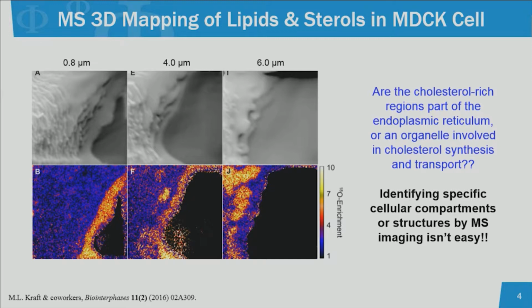What we see here is that as we go further into the cell, we see changing domains of enrichment of the oxygen-18. The question was, what types of structures are these? Are these related to the endoplasmic reticulum, or are they some sort of organelle that's involved in cholesterol synthesis or cholesterol transport within the cell? But the bottom line is that she had no idea what type of cellular structure she was looking at.